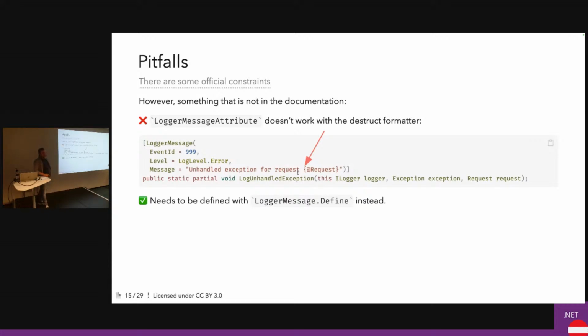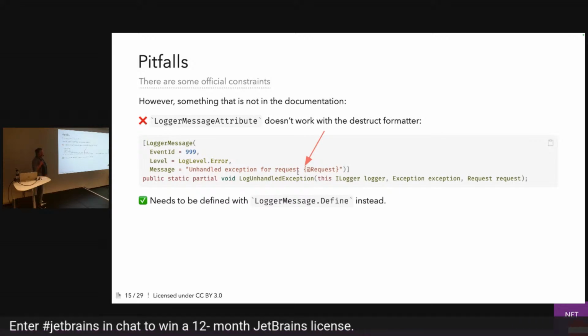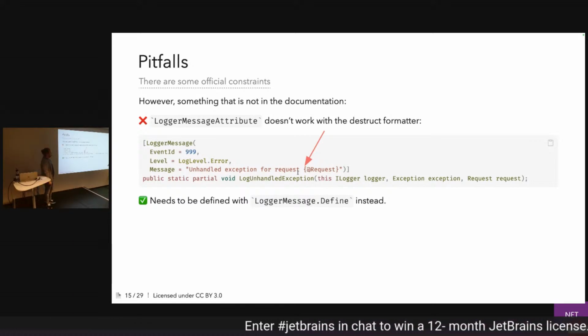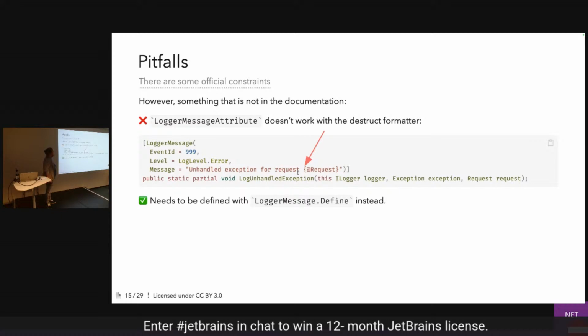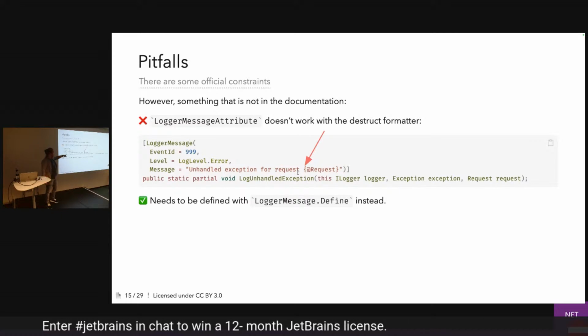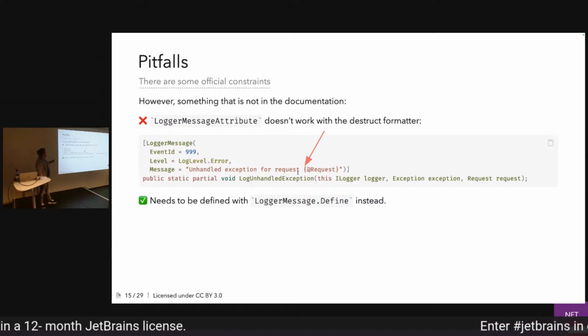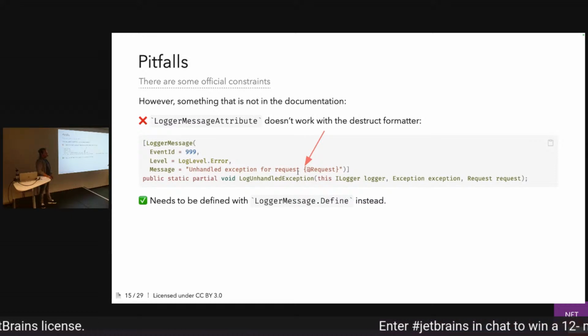It destructures objects and basically serializes them as JSON and writes them out into your log message, which is really cool in a case like this, where you have an unhandled exception handler and you want to log out the whole request object you might have. It doesn't work with it, so you need to put the @ sign in there if you want to use the destructure formatter, and the LoggerMessage attribute will give you an error that it can't match with the parameter.